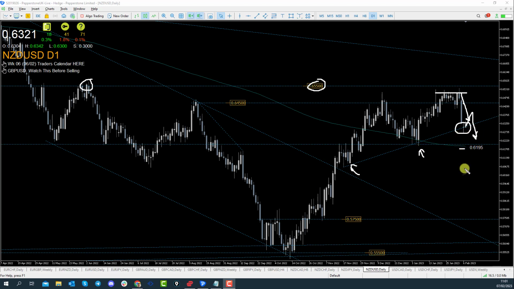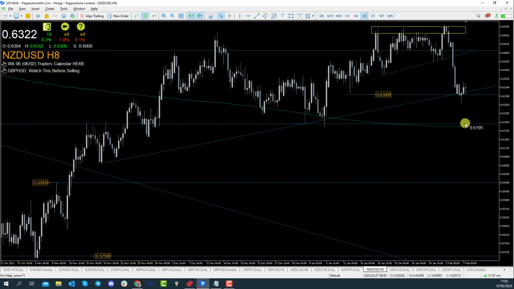We have the 200 daily moving average, which rests at 0.6195. We also have the 0.62 handle, which were these recently formed lows in here. So that to me is a good area to target for short opportunities. However, we are at a little bit of support.